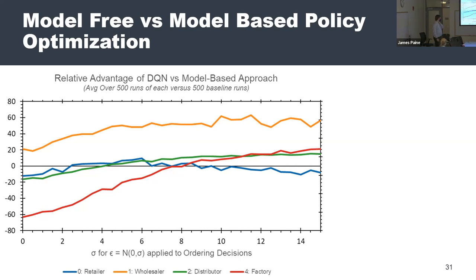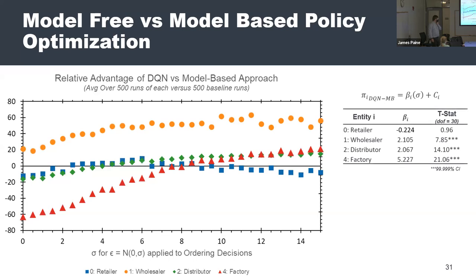And in that case, at very small levels of noise, the DQN does perform better for the position of the wholesaler. In general, the model-based heuristic approach does better until you start to get into more and more noisy environments. Actually, stated more directly, if we just go ahead and do a linear fit and take a look at our t-stats, for the retailer, the difference between the DQN and the heuristic is in fact flat.